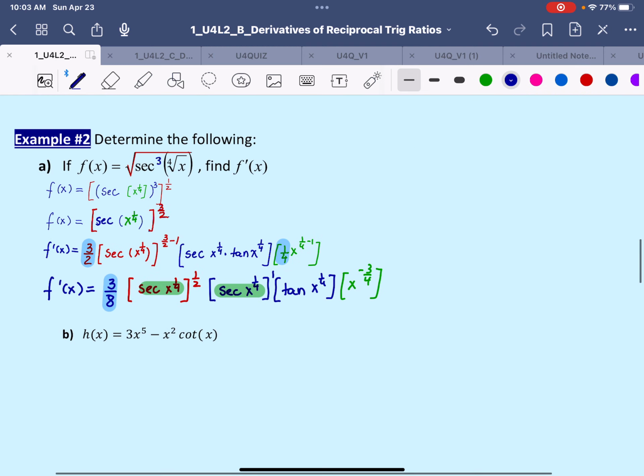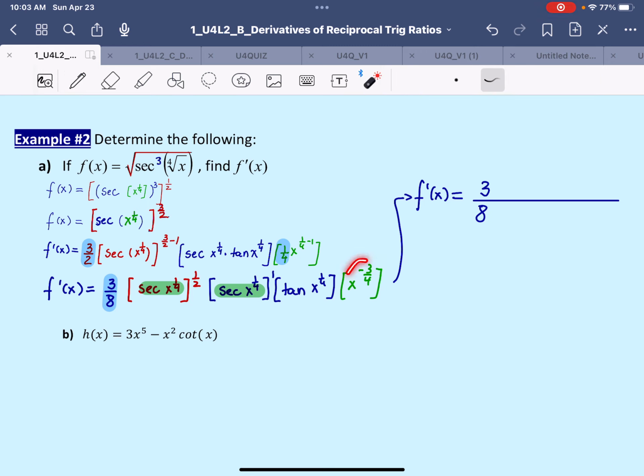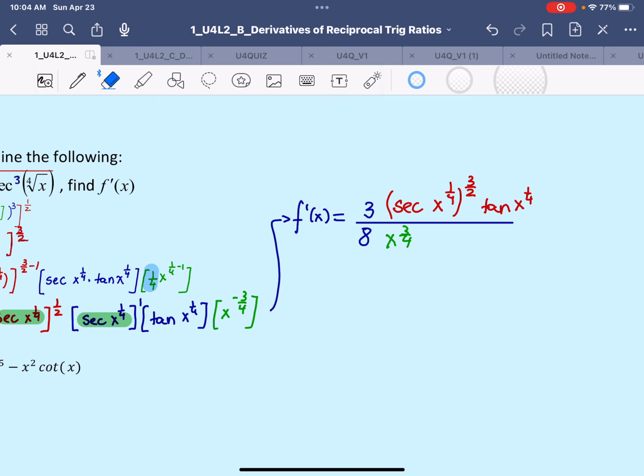So one last step. We have the derivative f prime of x equals, I'm going to draw a big fraction line in here. We have the number 3 in the numerator, 8 in the denominator. This negative power here can come down to the denominator, x to the power of 3/4. The secant of x to the power 1/4 will join each other. So secant of x to the power 1/4, to the power of 1 plus 1/2, 1.5, or 3/2. And then tan of x to the power of 1/4. And this would be the most simplified form of this derivative.